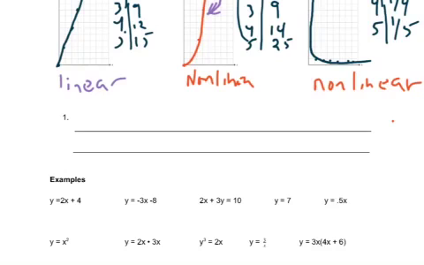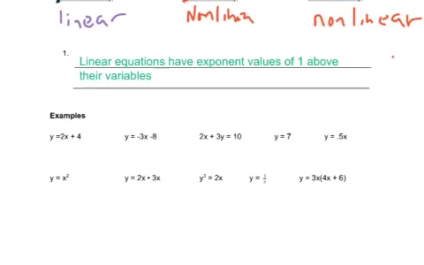So go ahead and write the following. Linear equations have exponent values of 1 above the variable. So if it's something other than 1, you know you're going to get a non-linear graph. So let's take a look at these examples.